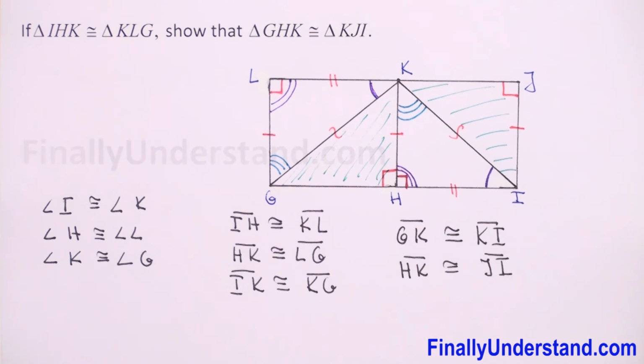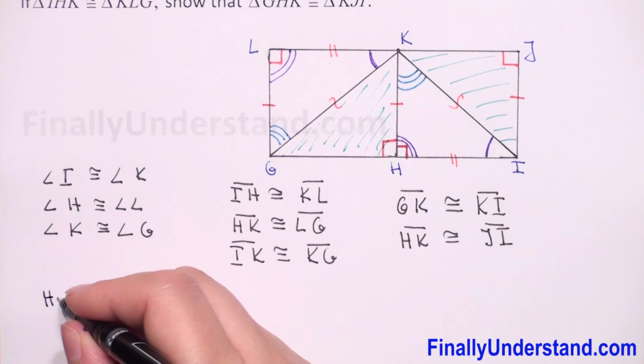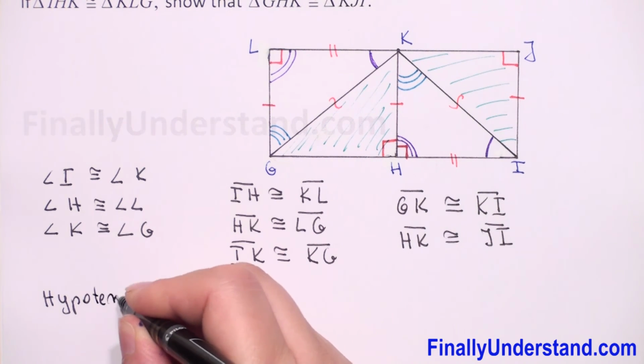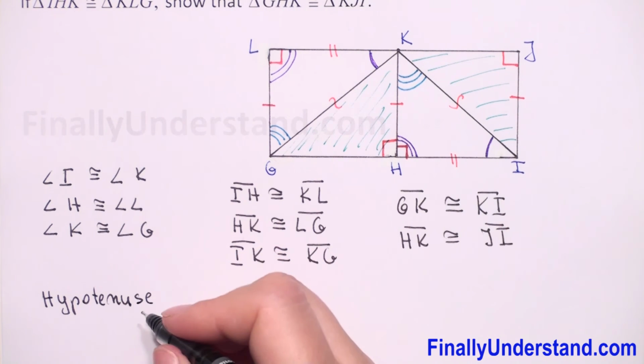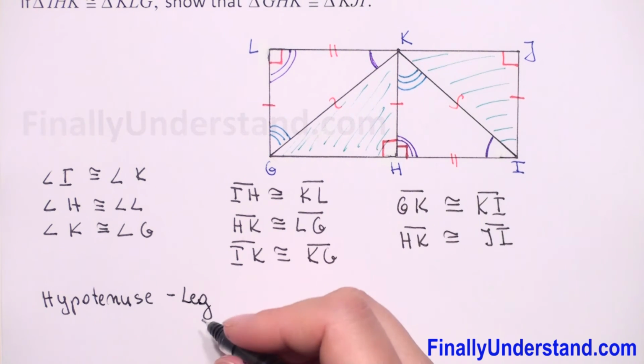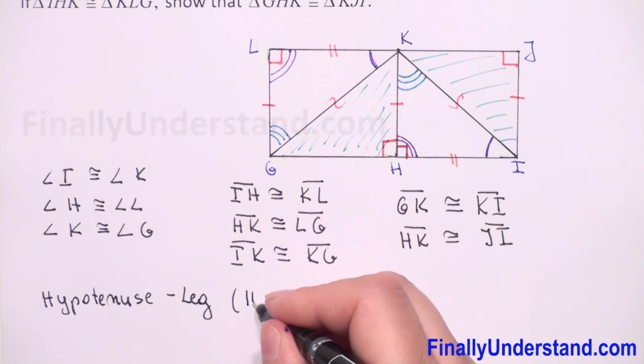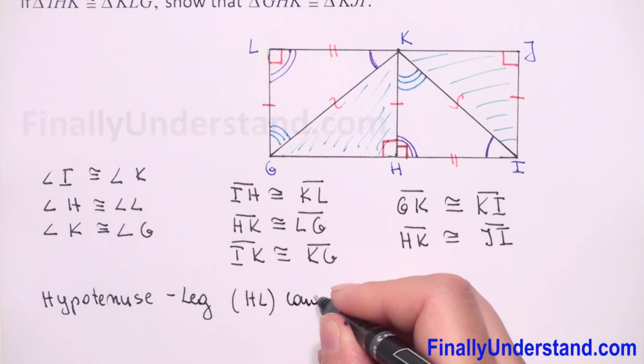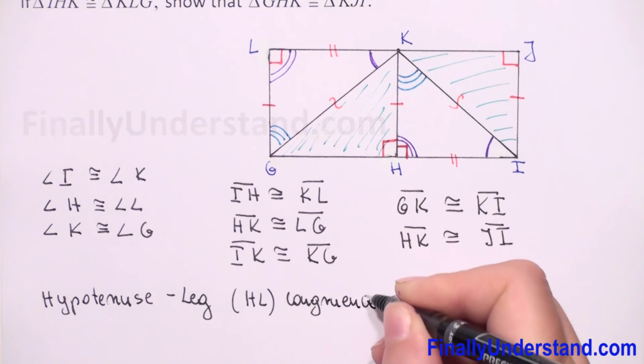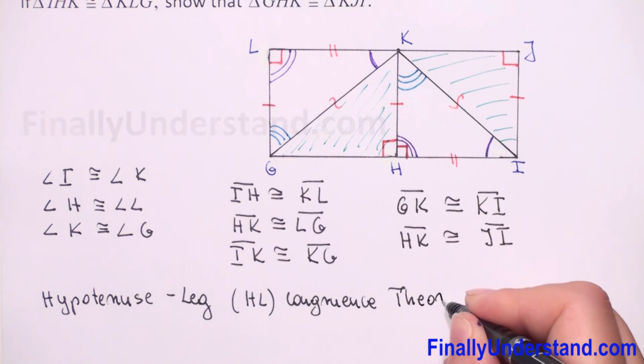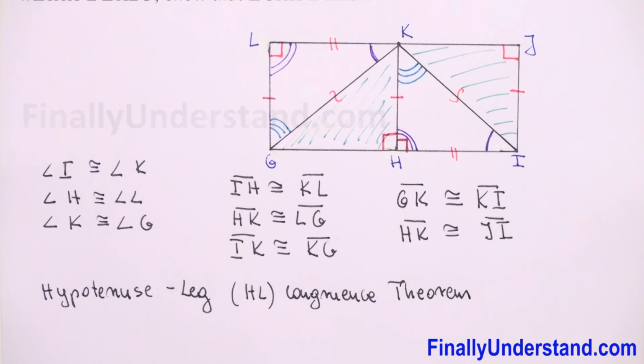So we can use the hypotenuse leg congruence theorem, this is HL, which tells us that if the hypotenuse and leg of a right triangle are congruent to the hypotenuse and a leg of a second right triangle, then the two triangles are congruent.